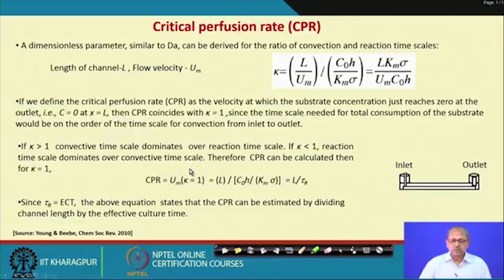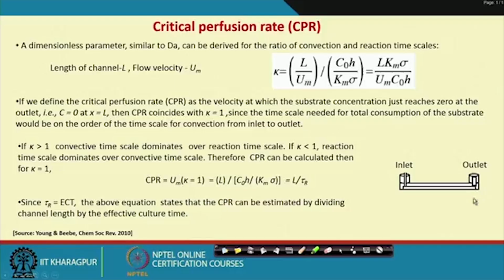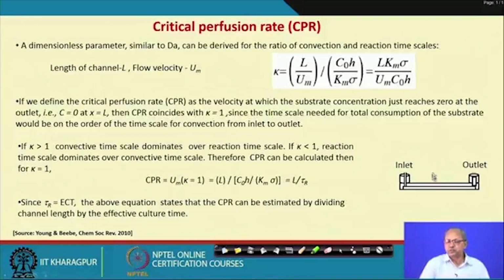Therefore, your critical perfusion rate can be calculated when kappa equals 1, or CPR equals L by tau r. So, once you know tau r and the length of the channel, you can have an idea at which rate your media should be given for a dynamic cell culture. In that way you can run the cell culture for maybe 3 to 4 days, 5 days, 6 days, depending upon the situation.